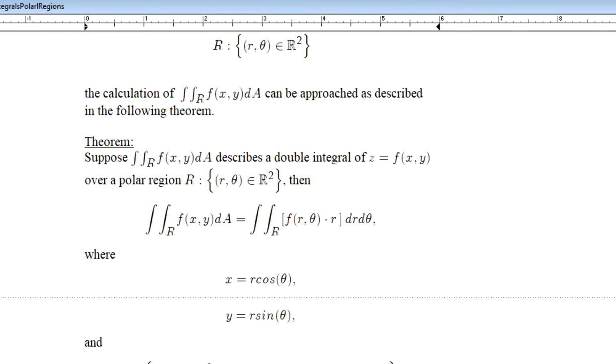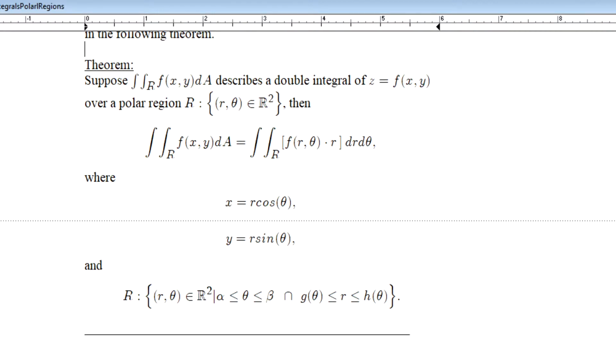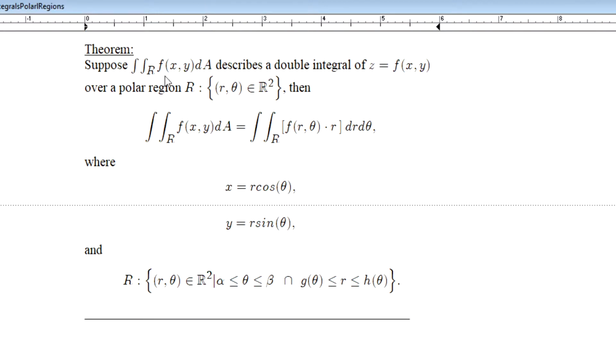in the theorem, we are going to assume that we have this double integral of function f over region R with respect to the area of region R, for some function z equal to f of x comma y, that is now occurring over some polar region, where our polar region R is described by this set of r comma theta coordinates in two-dimensional space.